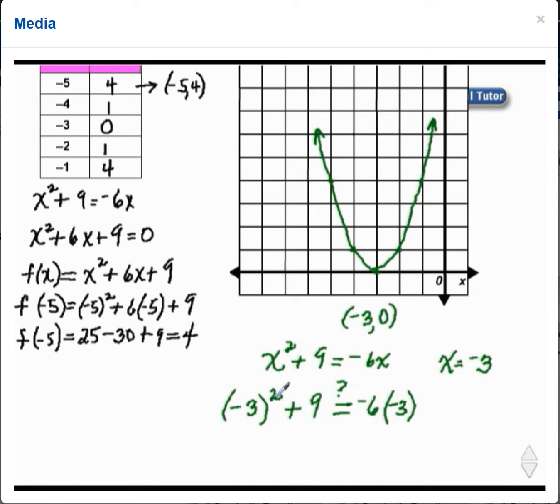-3, the quantity squared is 9, and 9 plus 9 is 18. A -6 times a -3 is 18. There we have our check. The solution to the given quadratic equation is x equals -3, and we found it by graphing.